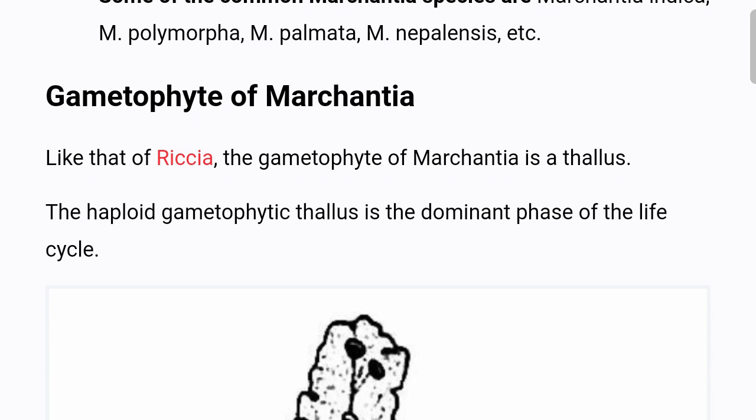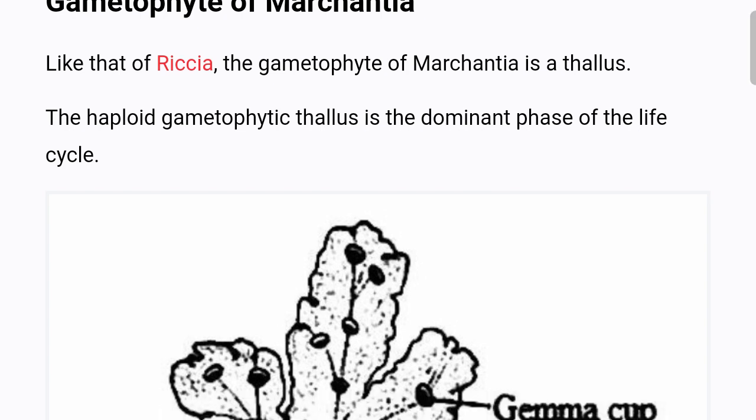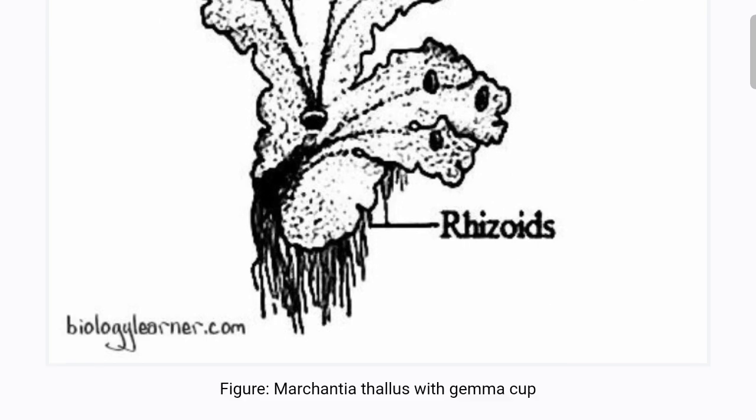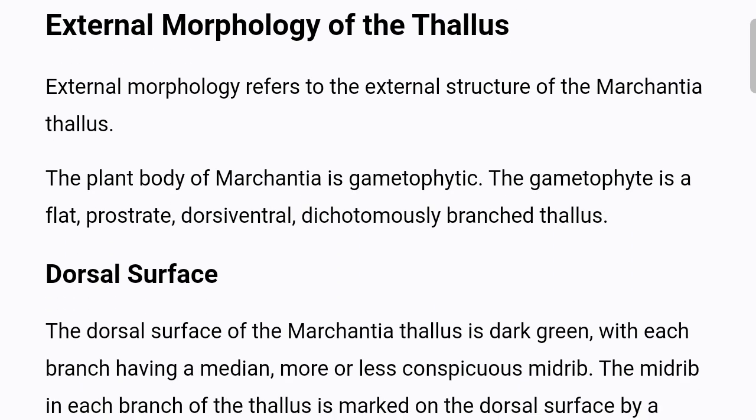Gametophyte of Marchantia. The gametophyte of Marchantia is a thallus. The haploid gametophytic thallus is the dominant phase of the life cycle. External morphology of the thallus. The plant body of Marchantia is gametophytic. The gametophyte is a flat, prostrate, dorsiventral, dichotomously branched thallus.